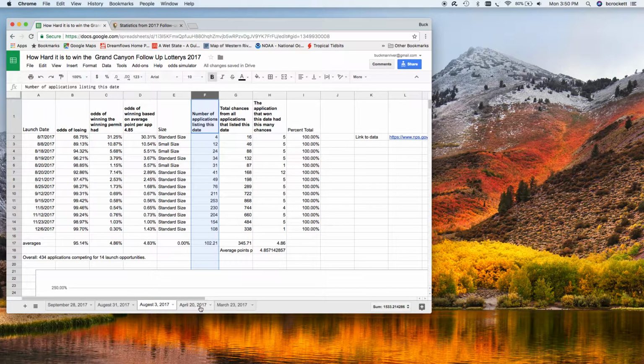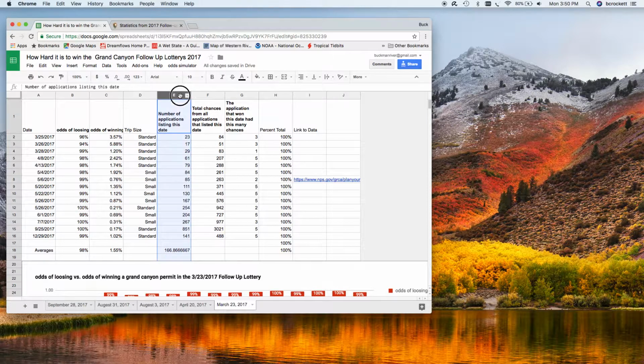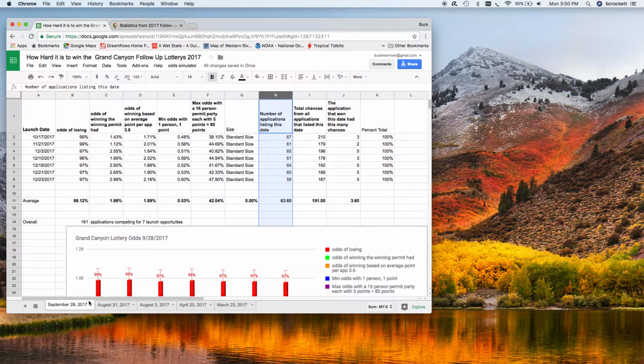Average for the early August, August 3rd, was 102. Go to April, it's 164. We go to March and it was 168. So we can see a significant downtrend in the average number of applications this month. This month's follow-up lottery.